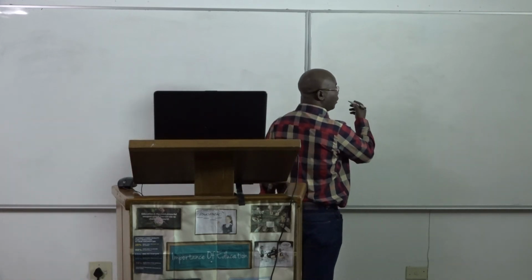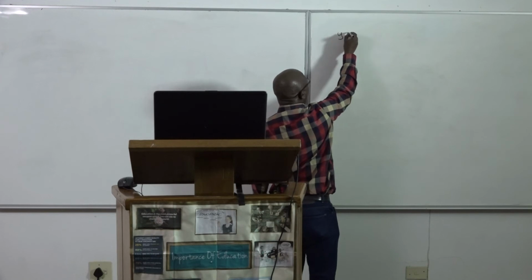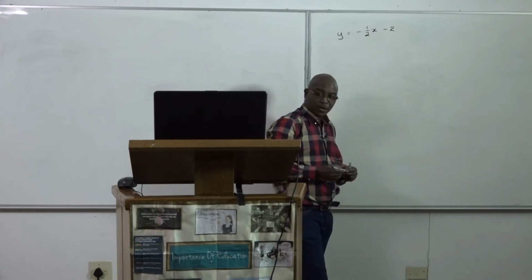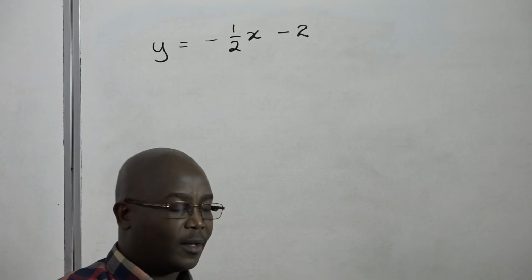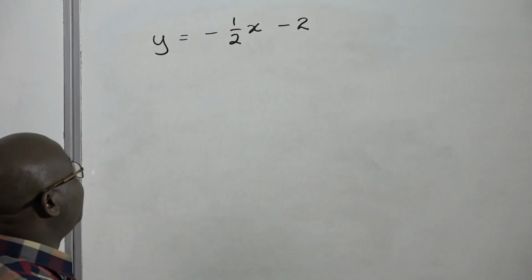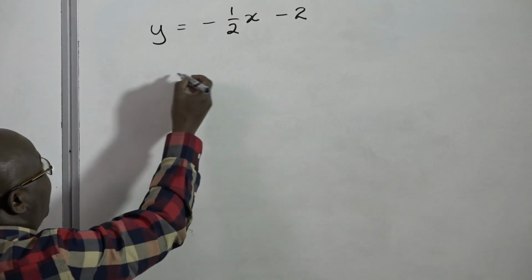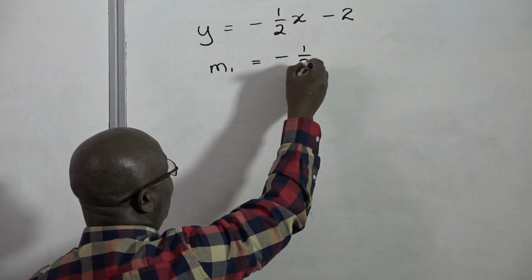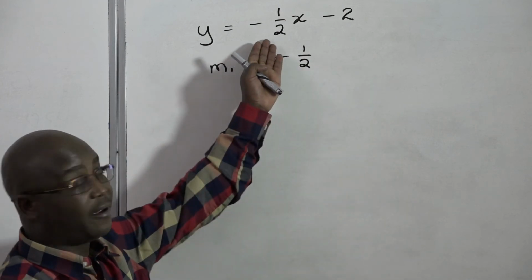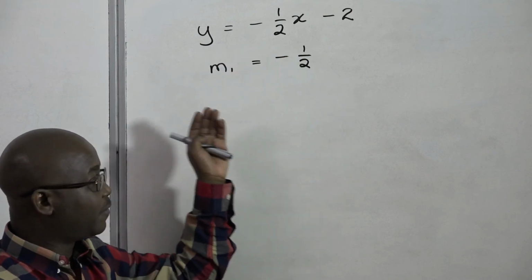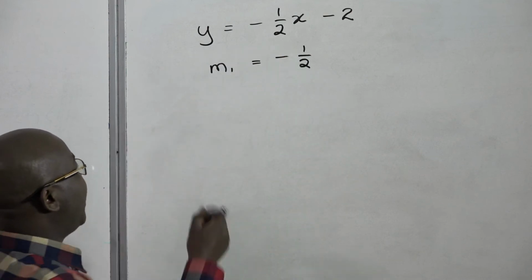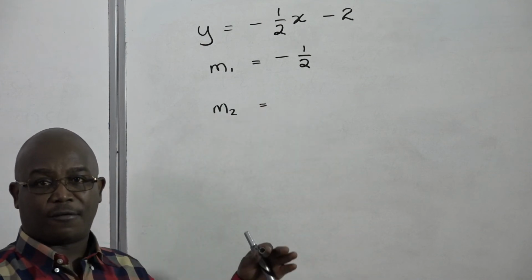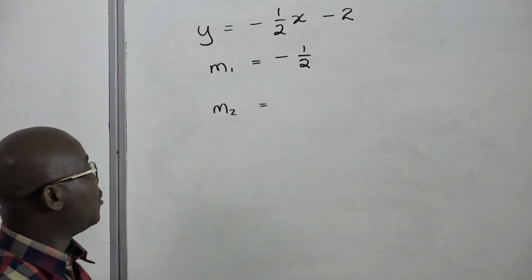Our equation we are given is y is equal to minus half x minus 2. So from this equation, if we call this line 1, therefore m1, which will be the gradient of this line, is minus 1 over 2, because that's what we have in the equation. Therefore, the next thing now would be to find m2, which will be the gradient of the line that is perpendicular to that line. So how do we get that?